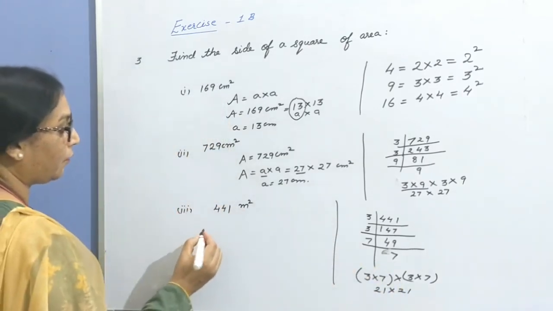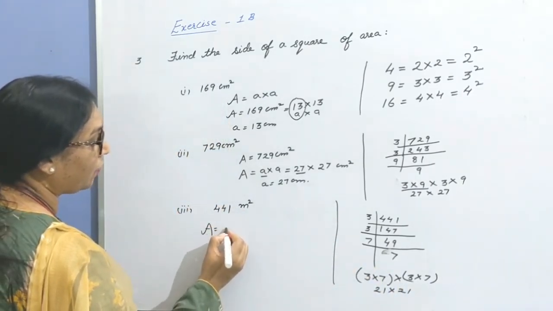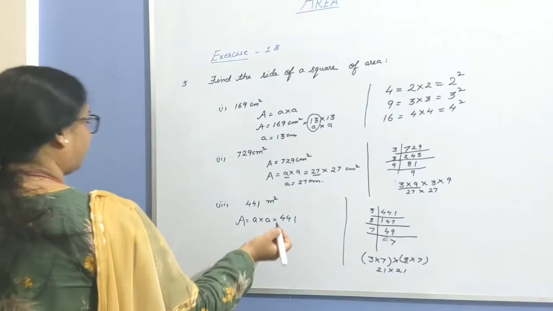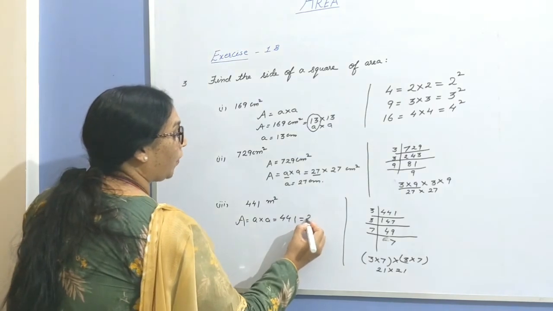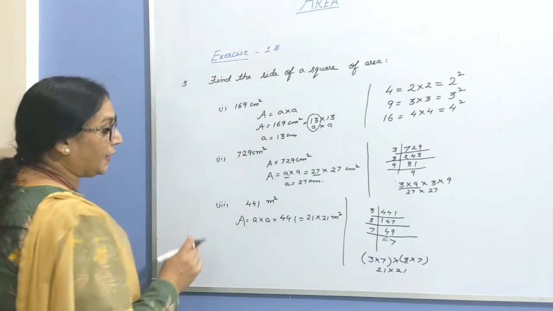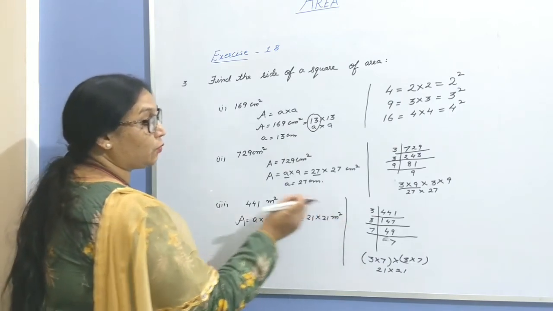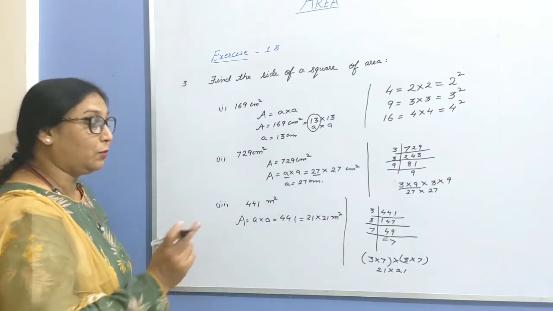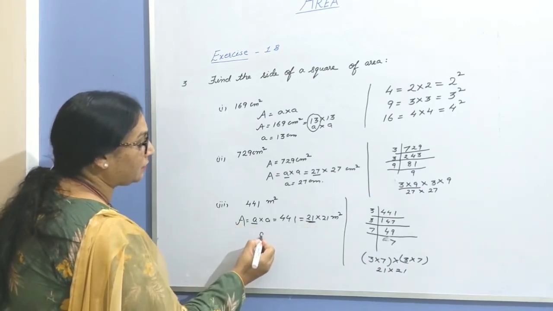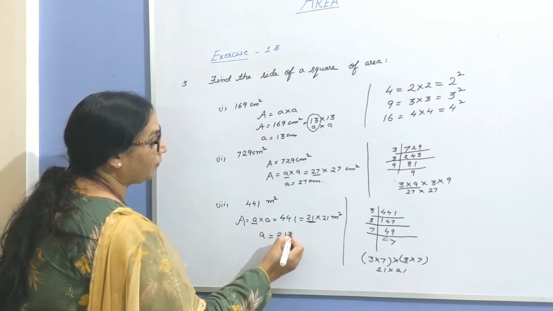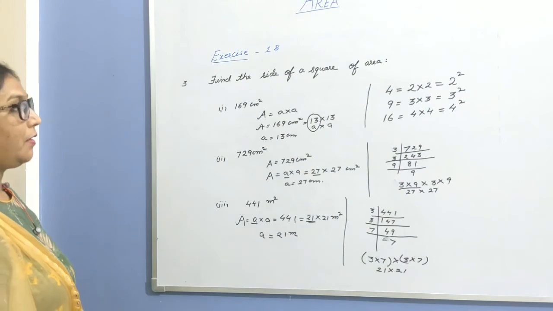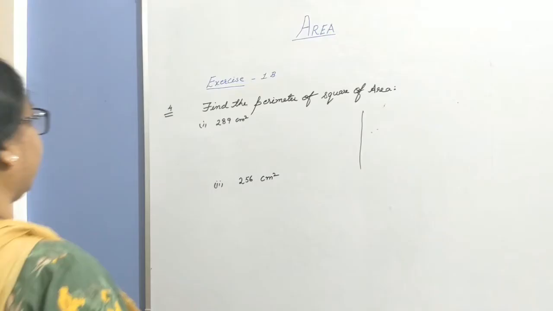So 441 is the area. The area's formula is A into A. Here 441 can be written as 21 into 21 meter square. As the unit of area is meter square, the corresponding unit of length is meter. A, when you compare here with 21, so each side is 21 meter. This is how you can find each side of a square when the area is provided.